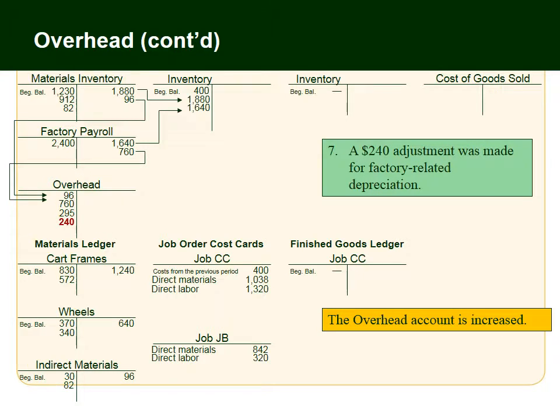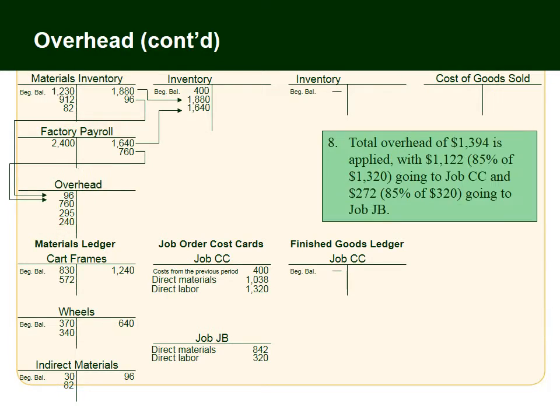Factory depreciation occurs of $240. That's added to overhead. We're going to allocate that later. And so now our overhead totals $1,394, and it's time to apply a POR. So they tell us that our predetermined overhead rate is 85% of direct labor. By the way, this problem comes out of the textbook. You can go into Chapter 2 and see how it goes.